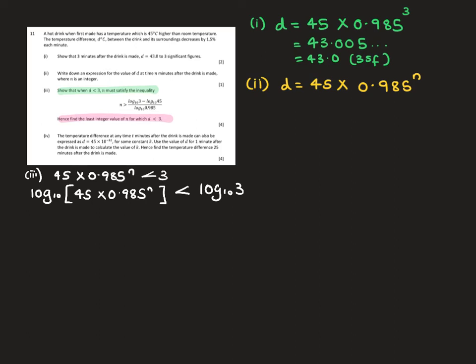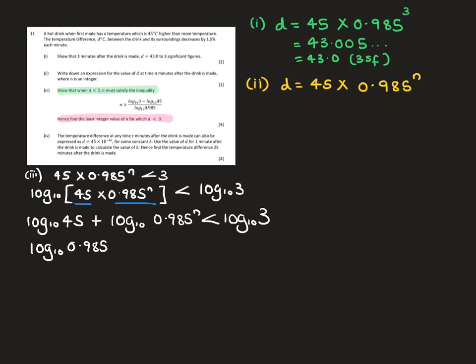Now, think about your logarithm rules. We've got log of a product here, so we can split this into log to the base 10 of 45 plus log to the base 10 of 0.985 to the power n, and this is less than log to the base 10 of 3. Now, let's subtract log to the base 10 of 45 from both sides. So log to the base 10 of 0.985 to the n is less than log to the base 10 of 3, take away log to the base 10 of 45.